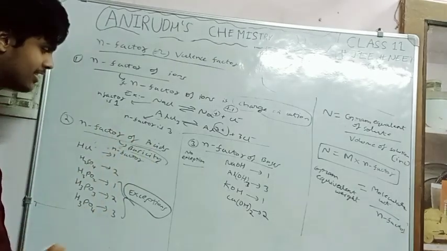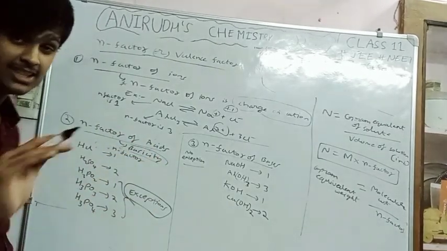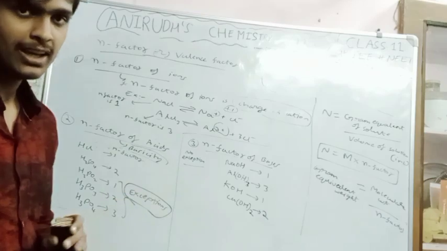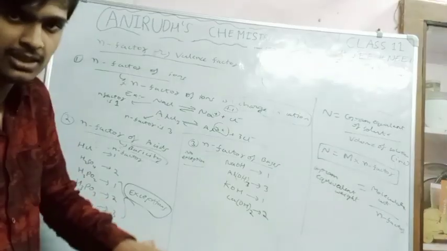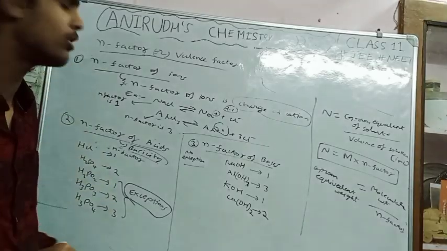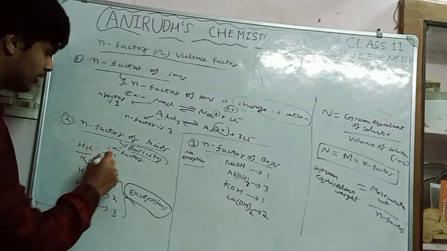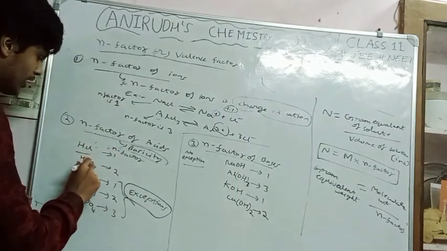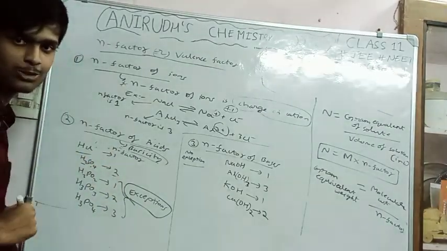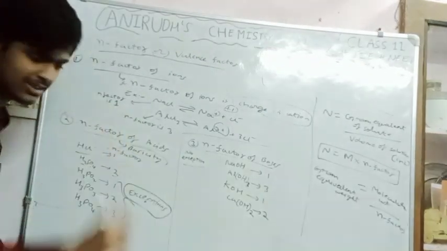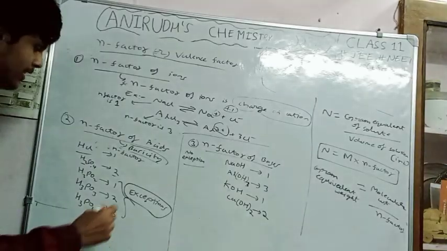So the n factor of acids is nothing but the basicity. In general, the n factor of acids will be the number of hydrogen atoms. If you leave the exceptions, the n factor of acids is the number of hydrogens only. Suppose HCl is there, the n factor is 1. H2SO4 is there, that is sulfuric acid. The n factor will be the number of hydrogens, so the n factor is 2. But if you see these exceptions, I will be explaining in your YouTube short.